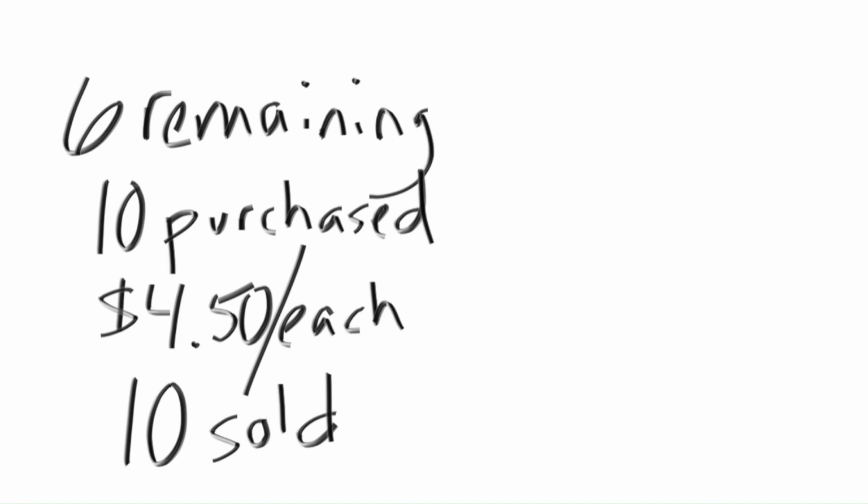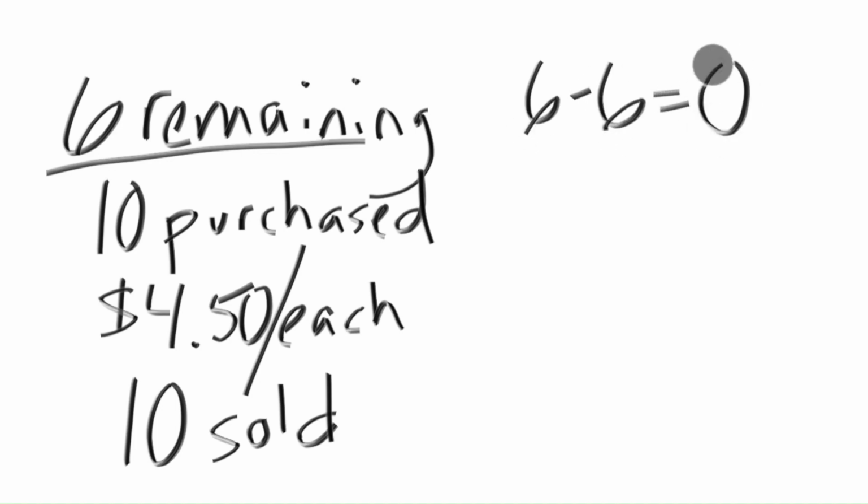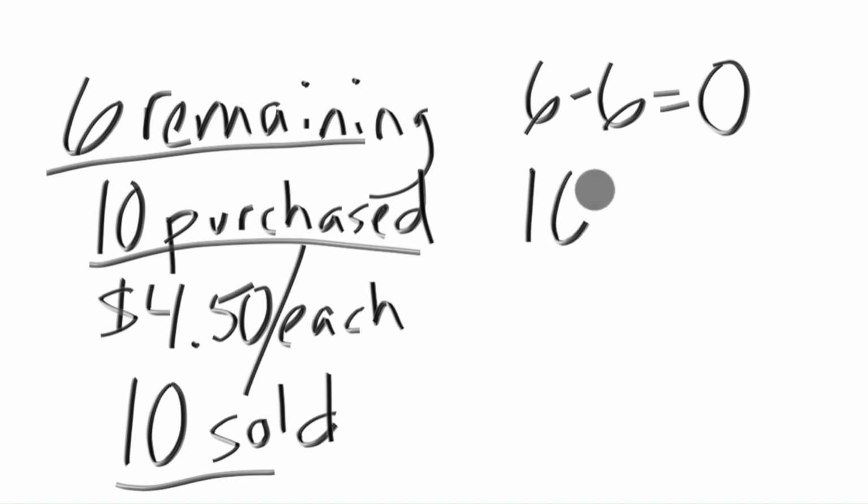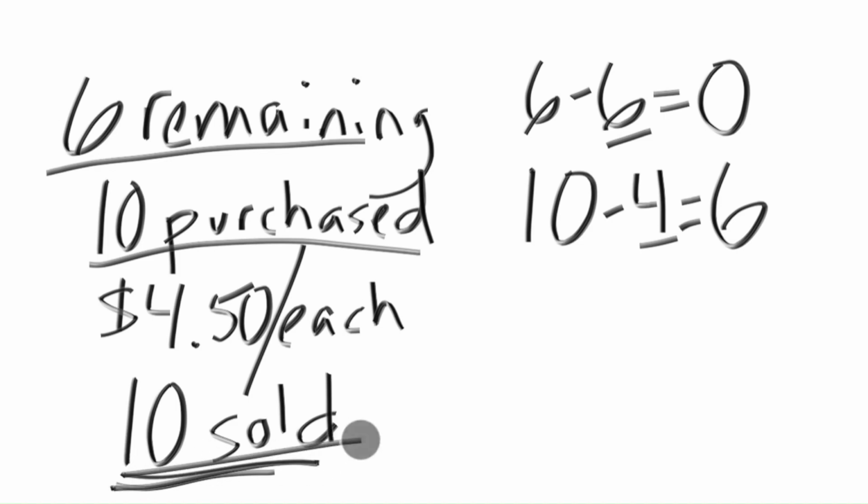All right, so let's go ahead and make that calculation. The first thing that we need to remember is that this 6 remaining were the first ones to go. So 6 minus 6 is 0. And we need to have another 4 to equal the total of the 10 sold. So of those 10 that were purchased, 4 more were sold. So that's 6 remaining. So 6 plus 4, those were the total that were sold right here. And then we ended up with 6.